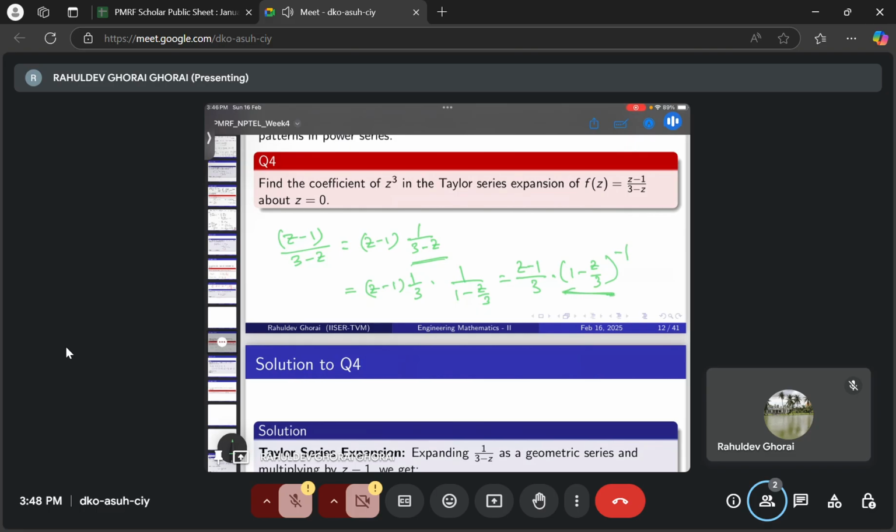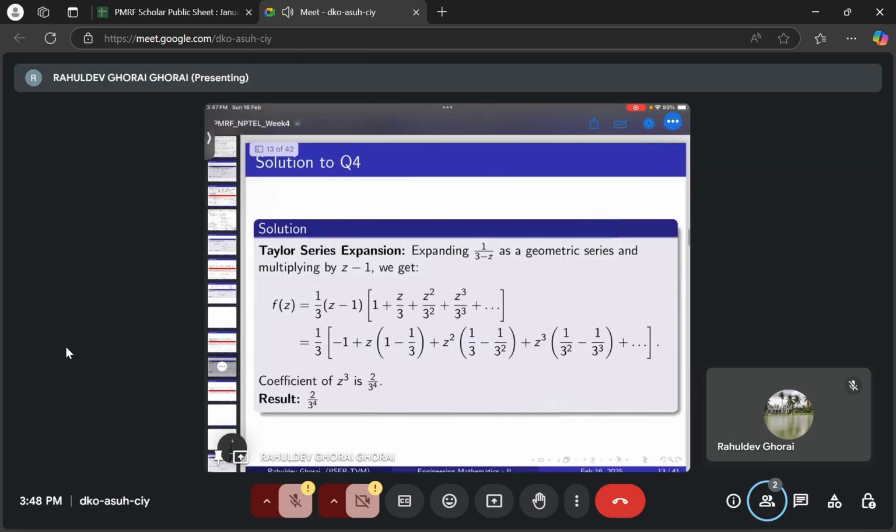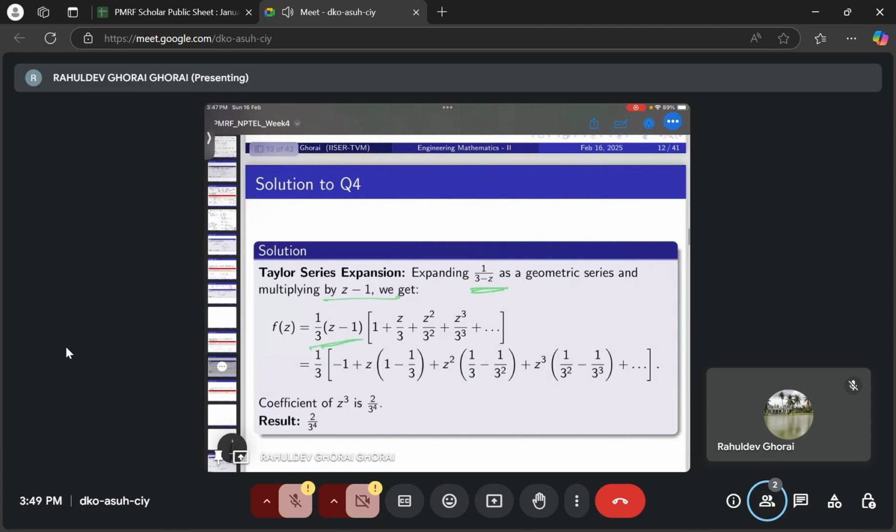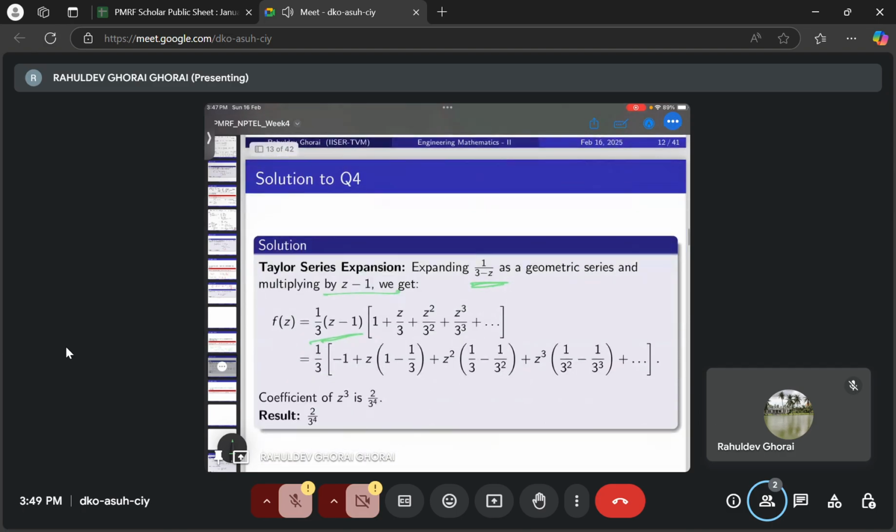So 1 minus z by 3 whole to the power inverse. So I will just write that answer here because it's very easy. So just like I said, 1 over 3 minus z as a geometric series multiplying by z minus 1. You just know z minus 1 over 3, that is here, and you have 1 minus z by 3 whole inverse, and that is a geometric series. It is given by this, right? So 1 plus z over 3, z square over 3 square, and it keeps on going, right?